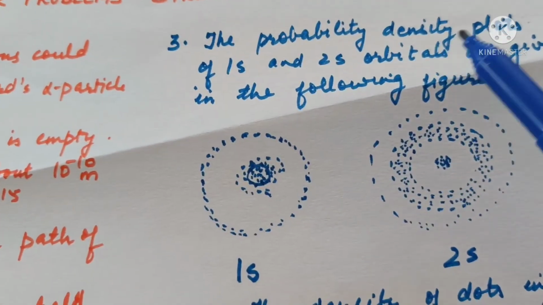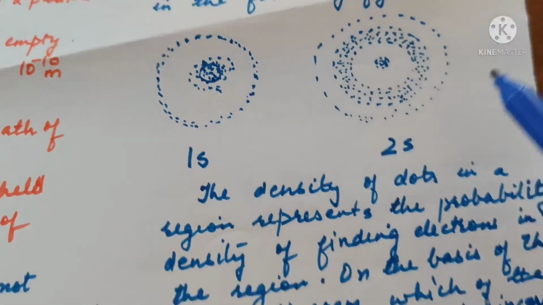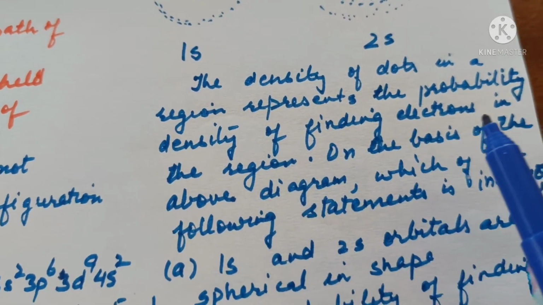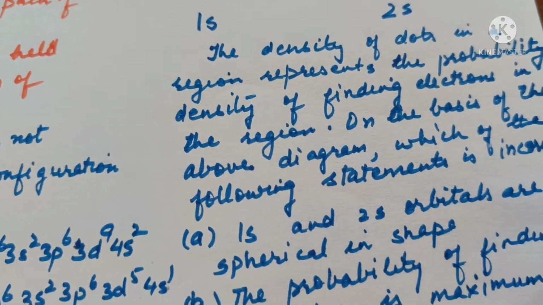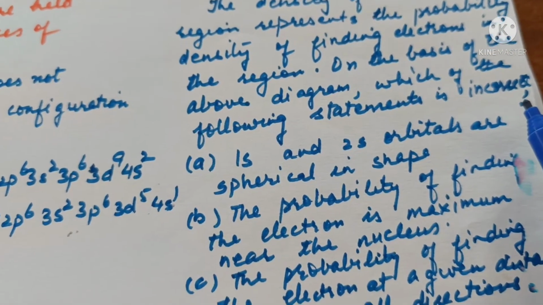The probability density plots of 1s and 2s orbitals are given in the following figures. The density of dots in a region represents the probability density of finding electrons in the region. On the basis of above diagram, which of the following statement is incorrect?